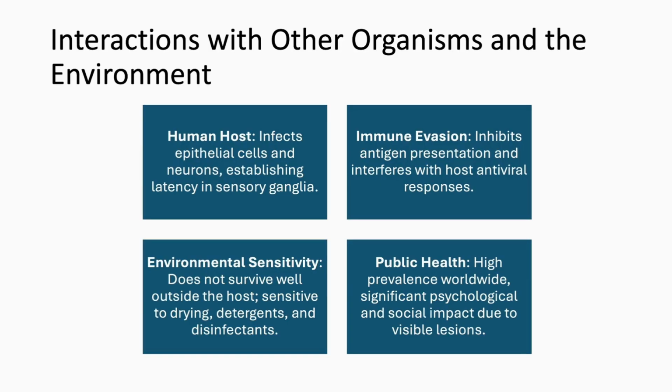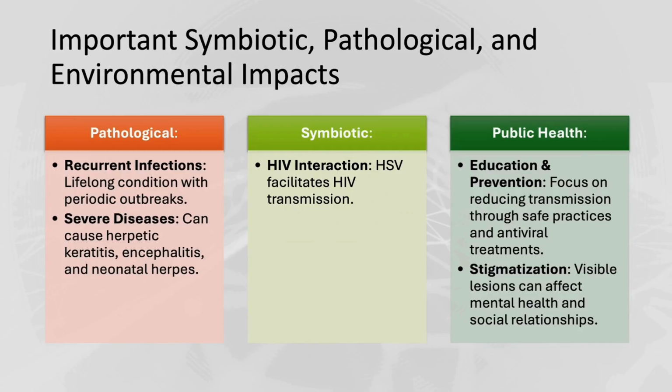It makes a significant psychological and social impact due to visible lesions and high prevalence worldwide. That's why public health focuses on reducing transmission through practices like safe sex practices and antiviral treatments. HSV also causes very severe diseases like herpetic keratitis, encephalitis, and neonatal herpes.